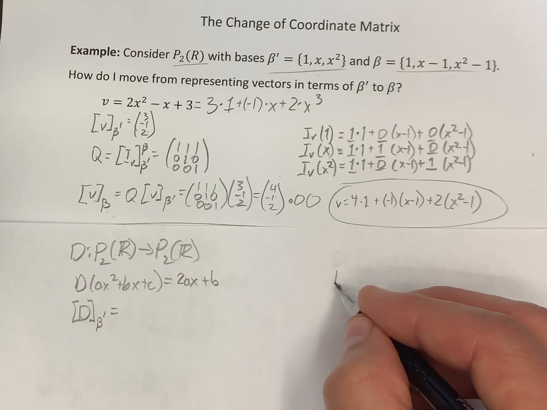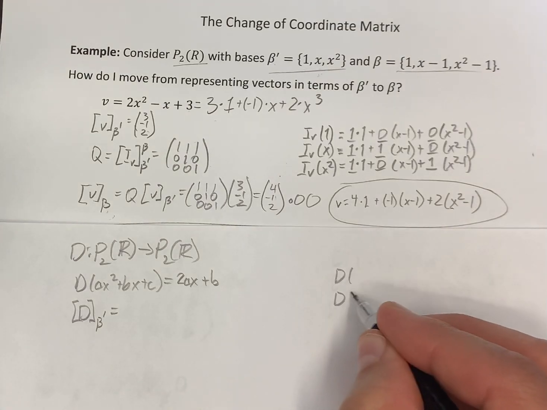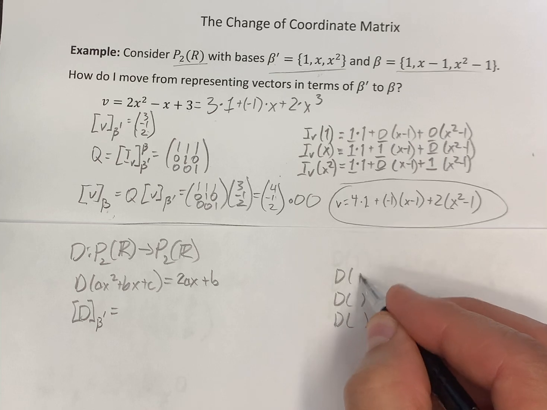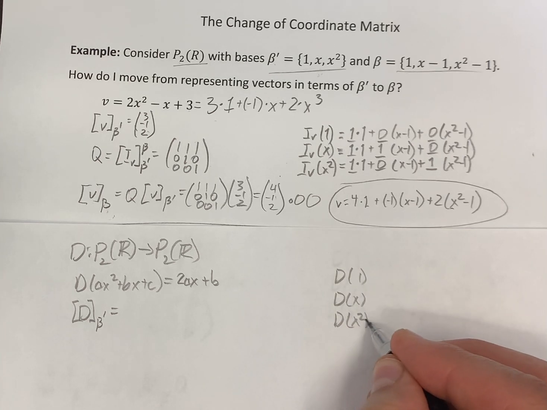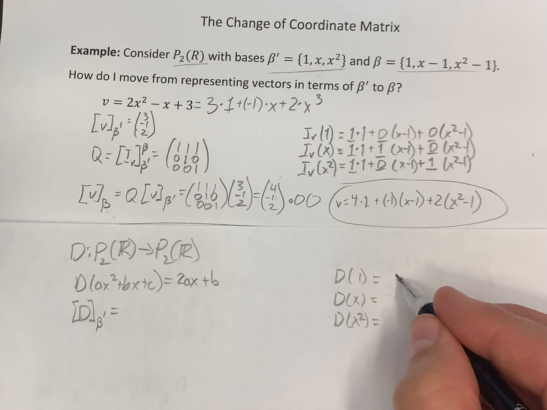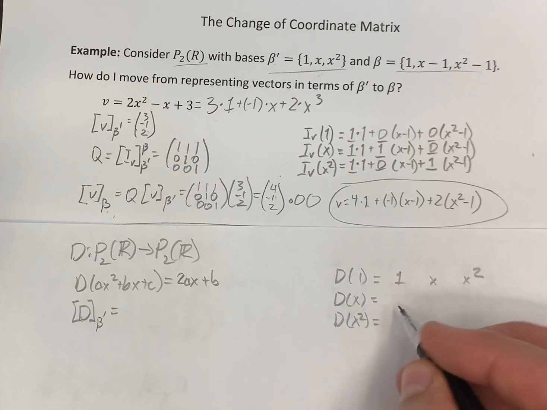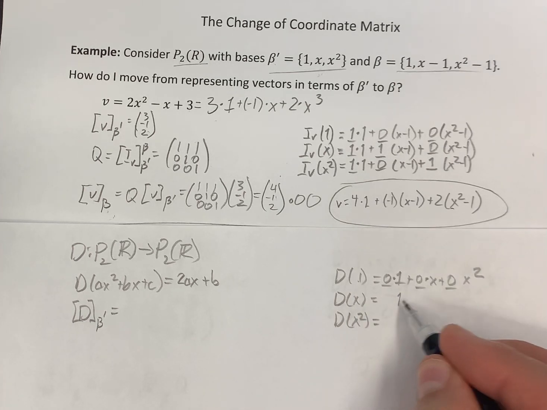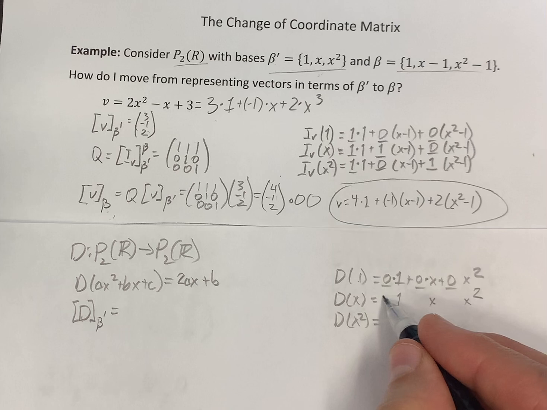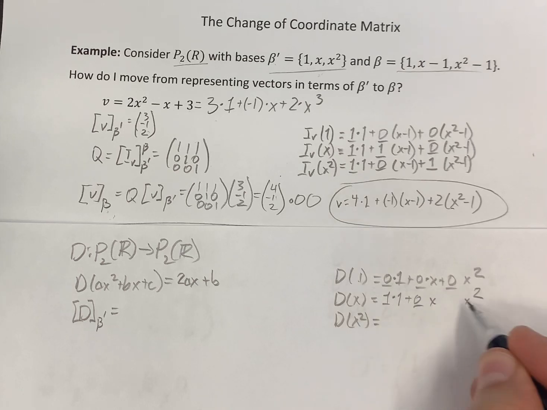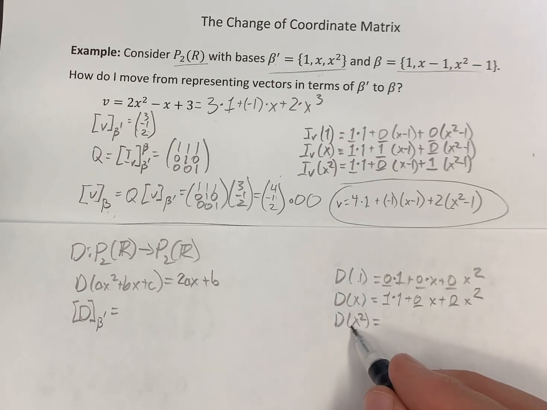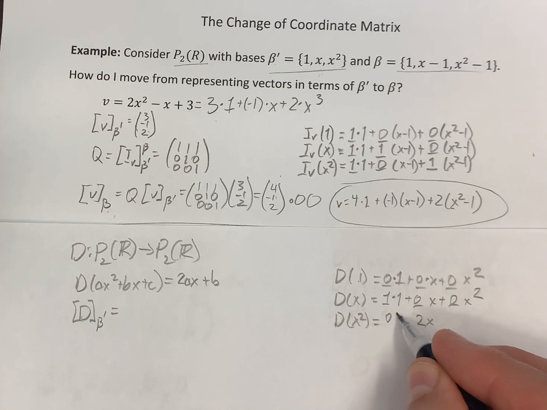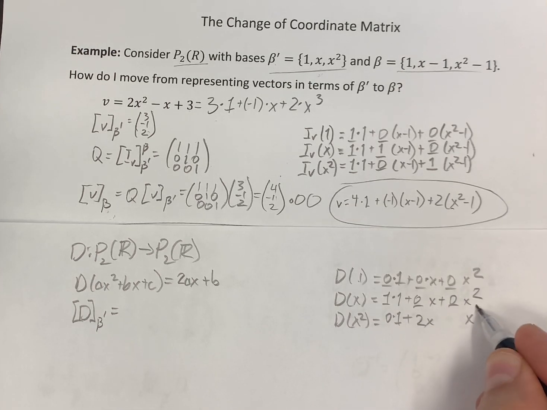So let's see. I need D of all the elements of beta prime. So the derivative of 1, the derivative of x, the derivative of x squared, shouldn't be that rough. I need to express them in terms of the basis. So what's the derivative of 1? Well, it's 0. So it's 0 of all 3 basis elements, right? And then what's the derivative of x? Well, it's 1, no x's, no x squareds. What's the derivative of x squared? Well, it's 2 x's, no constants, and no x squared terms, right?